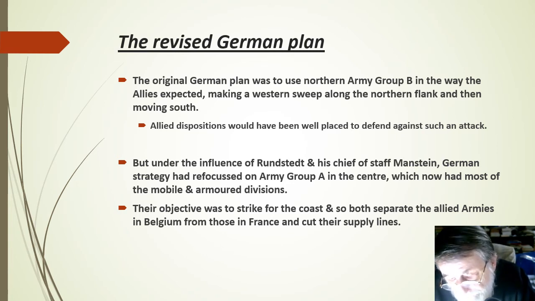But under the influence of some of Germany's military leaders, including Rundstedt and his chief of staff, Manstein, German strategy had refocused on what was referred to as Army Group A. That's the one in the center, in the sector opposite the Ardennes, which now had most of the mobile and armored German divisions. The objective of this new German plan was to strike quickly for the coast and so both separate the Allied armies in Belgium from those in France and cut their supply lines. And this, of course, they succeeded in doing.